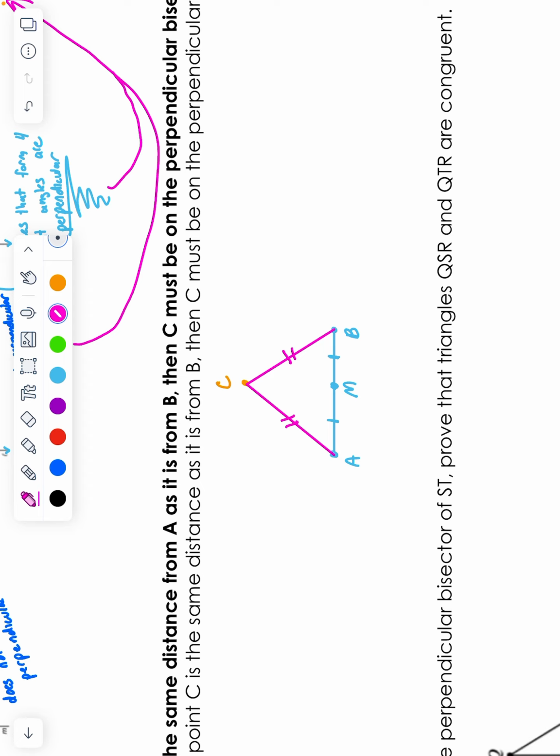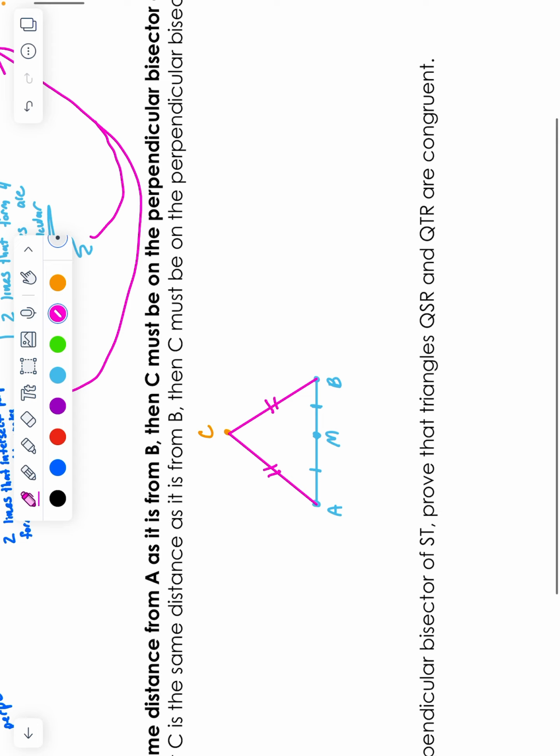So we got some random segment AB. I found a midpoint just for fun. I'm allowed to do that. I'm allowed to have fun doing math. C is not on the line, but is equidistant from A to B. Now, what we have to prove is that it lies on the perpendicular bisector.